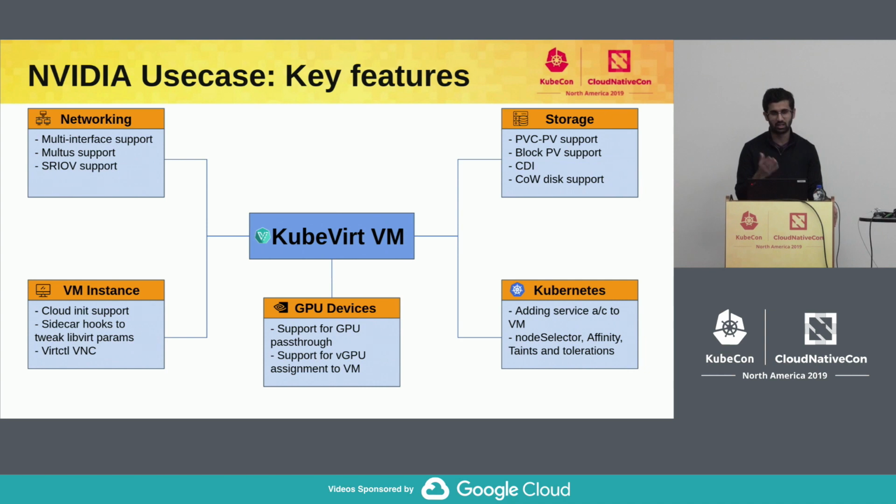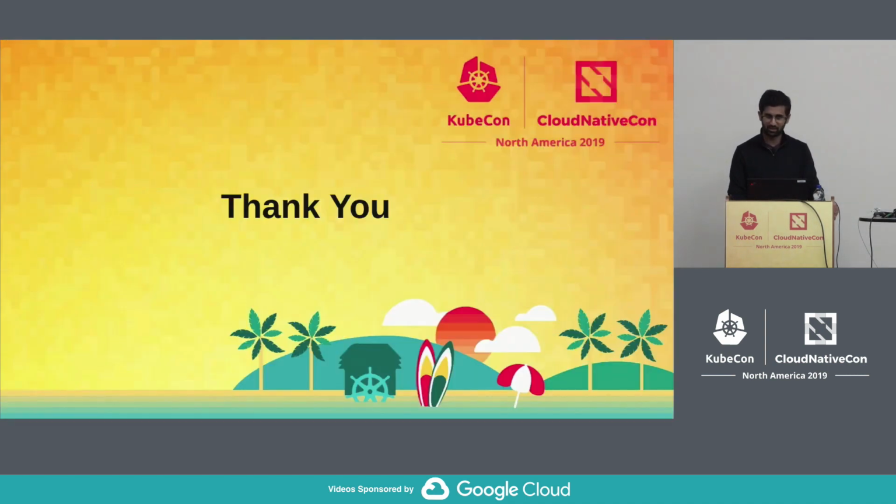We also use the virtctl utility. virtctl is a KubeVirt utility. One of the features which we use of it is the VNC access to the VM, for debugging purposes, or if the VM doesn't boot up or something like that, we use that a lot. And lastly, we use the GPU support which we have upstream. So the GPU support on KubeVirt VMs for passing through the GPUs as well as passing through vGPUs to KubeVirt VMs.